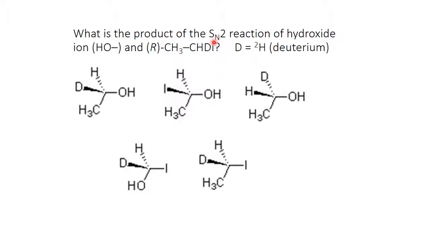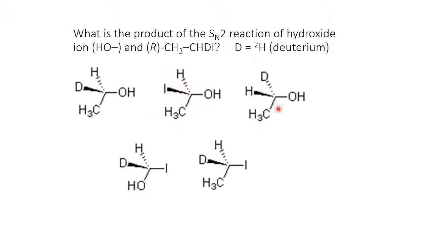Since this is an SN2 reaction, we're going to get the S compound. There's going to be inversion. It's going to be the S compound, and you're going to have the hydroxide displacing the iodine. So I have to go ahead and look at each of these compounds and identify what is the chirality of each. This one right here, this is going to be R.